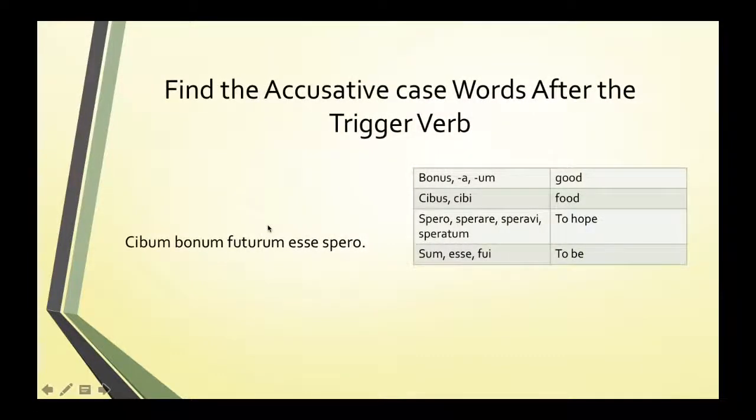Finally, it's time to look for the accusative case word, which will be used as the subject of the infinitive and the direct object of the trigger verb spero. Notice that we have both cibum and bonum in the accusative case. Bonum is from bonus, the adjective which means good. Remember from our last sentence that we want the noun to serve as the subject of the infinitive, so cibum is the accusative case noun. It together with esse and all the words in between it make the indirect statement. What's the subject of spero, the trigger verb? I, which is found by the ending of the verb.